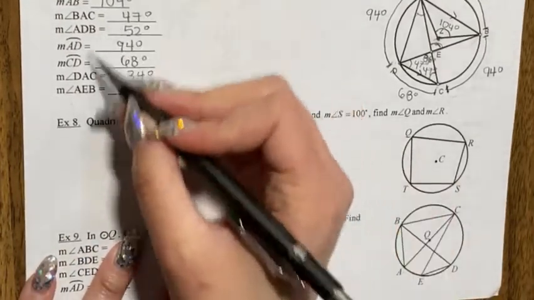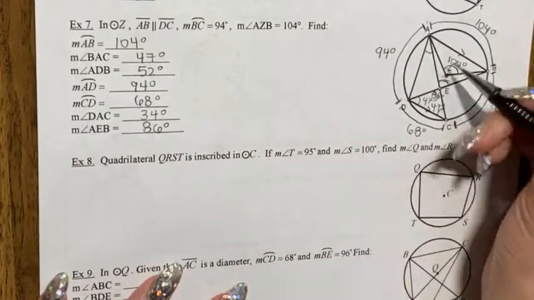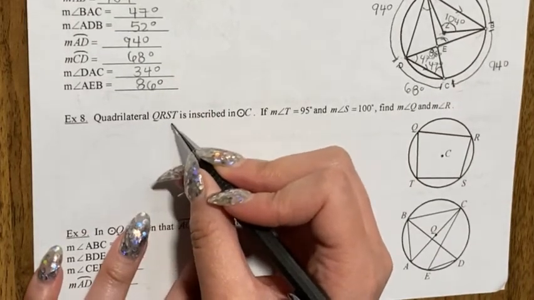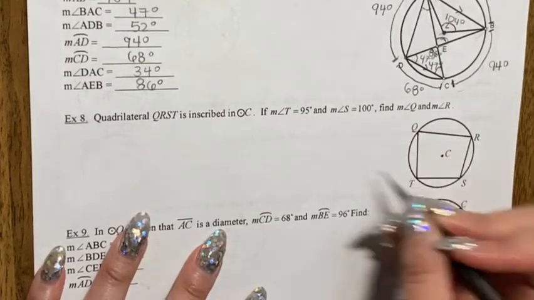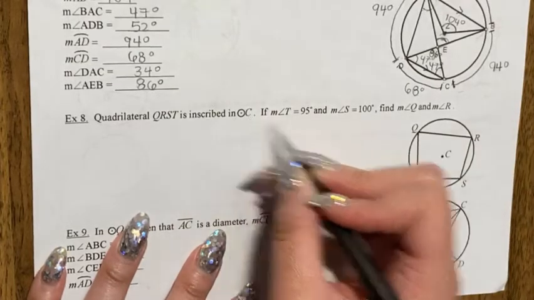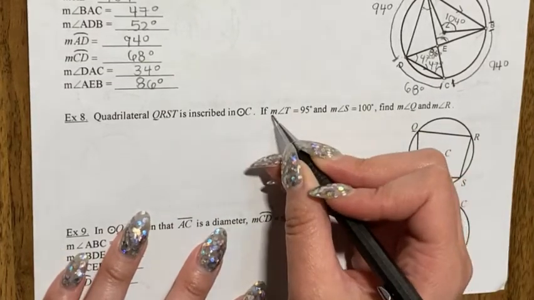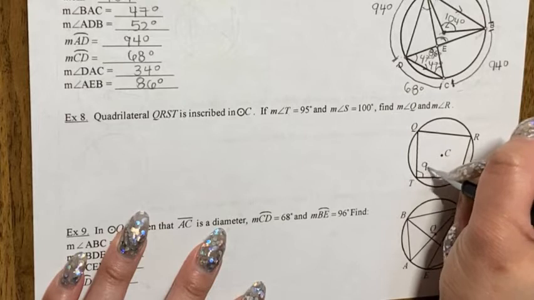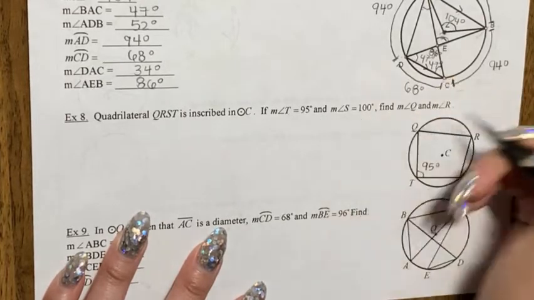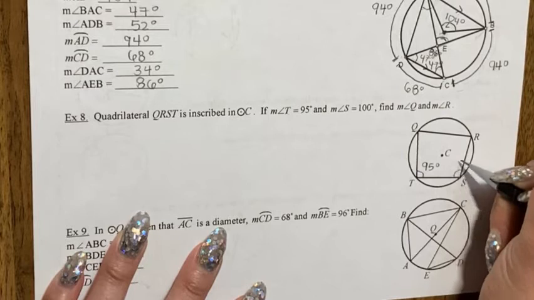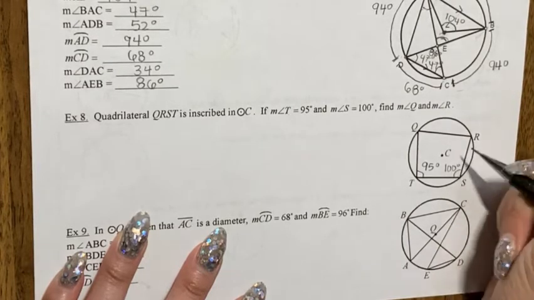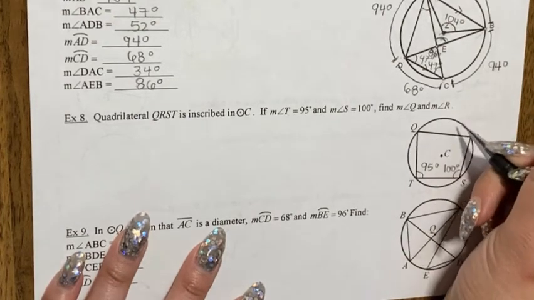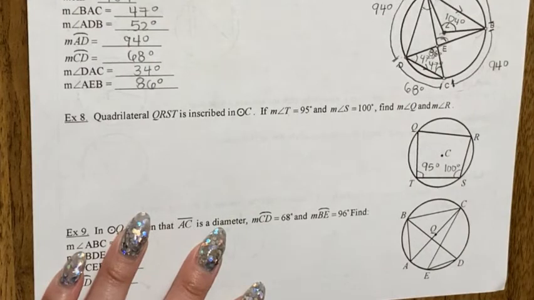So moving on, as you can see here, we made use of really old theorems like vertical angles are congruent. So here you have a beautiful quadrilateral QRST. It is inscribed in the circle with center C. If I know that the measure of angle T, which is this guy, is 95 degrees, and the measure of angle S is 100 degrees, they are asking you to find this angle and this angle. What are you going to do?